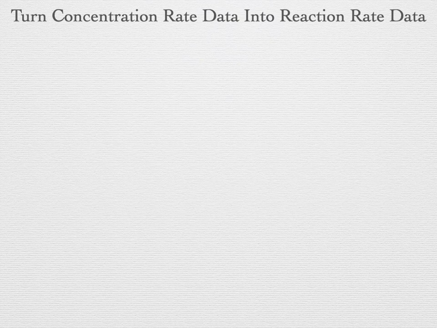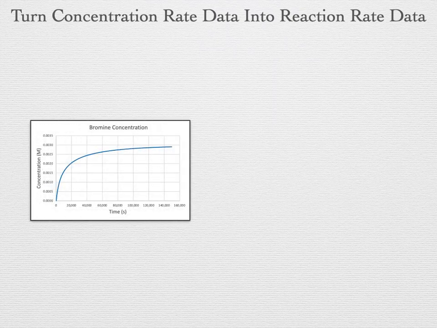Now, we could measure the way the concentration of some species evolves with time. However, we are after the rate of change of that concentration at any point in time. More important still is the rate of the reaction itself at any point in time. How do we take the concentration versus time data and produce the reaction rate versus time data? Now, here again is the bromine concentration data we have been discussing.